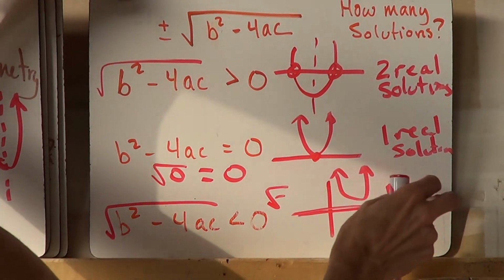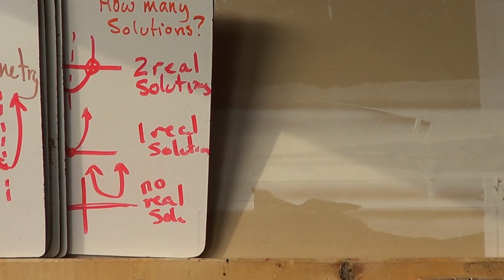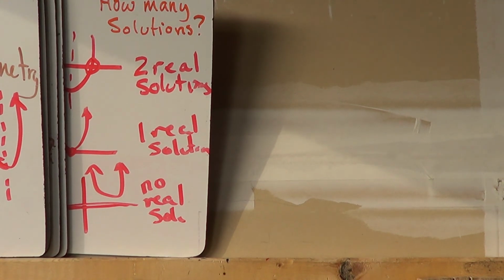So that's what you can see in the quadratic formula. Your axis of symmetry and the number of solutions. We'll go further in the next lesson to show you how you actually solve them.